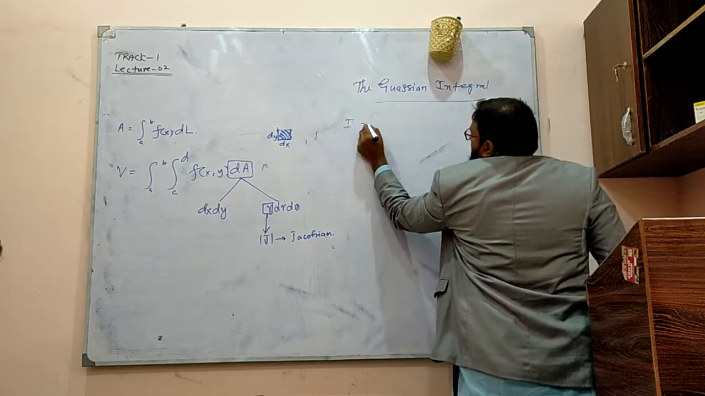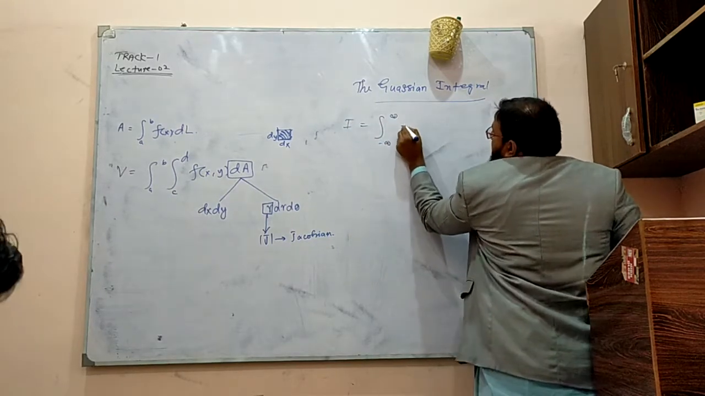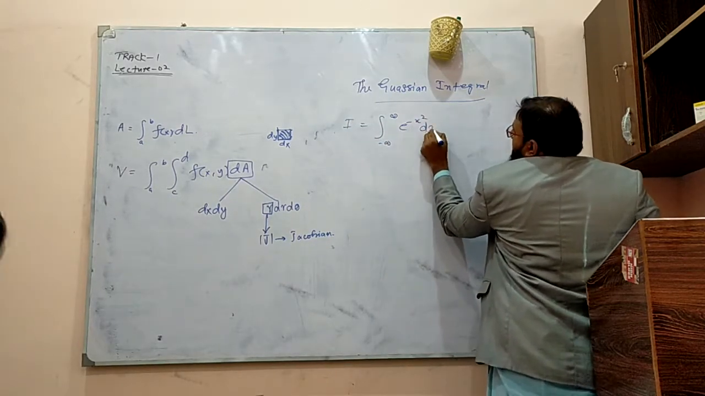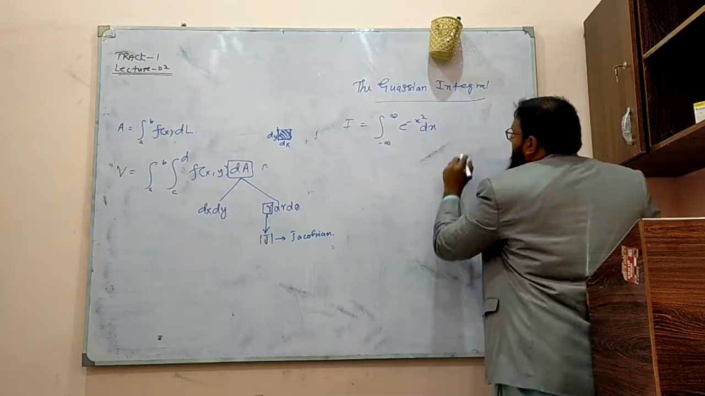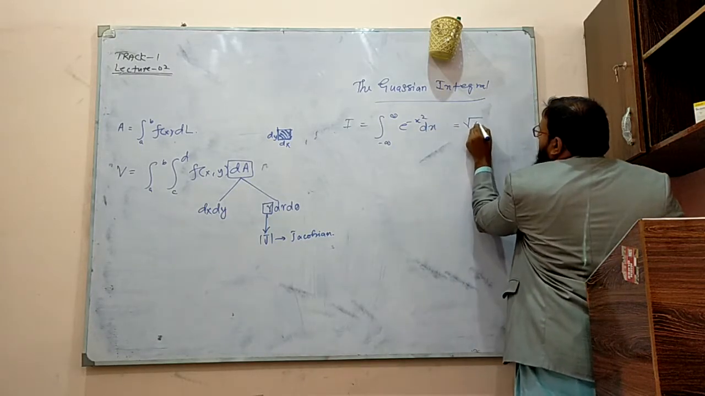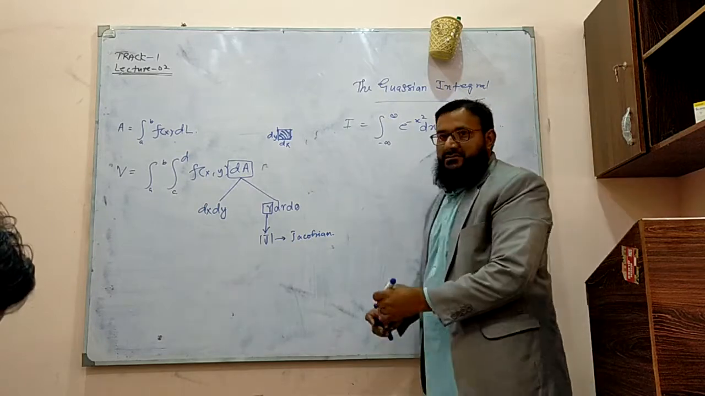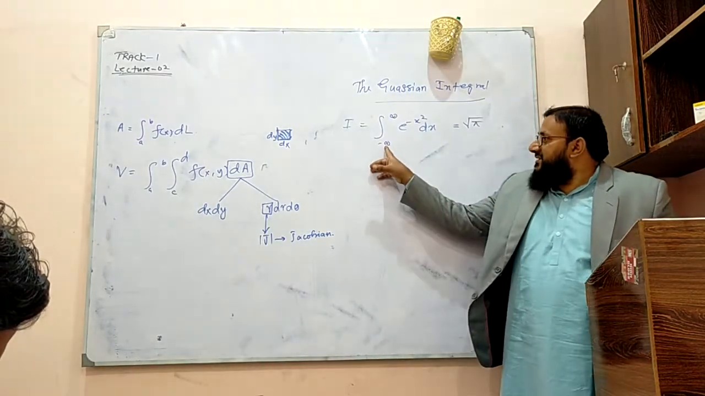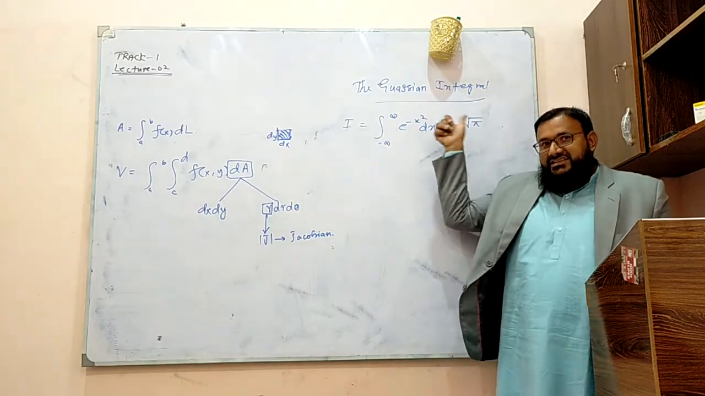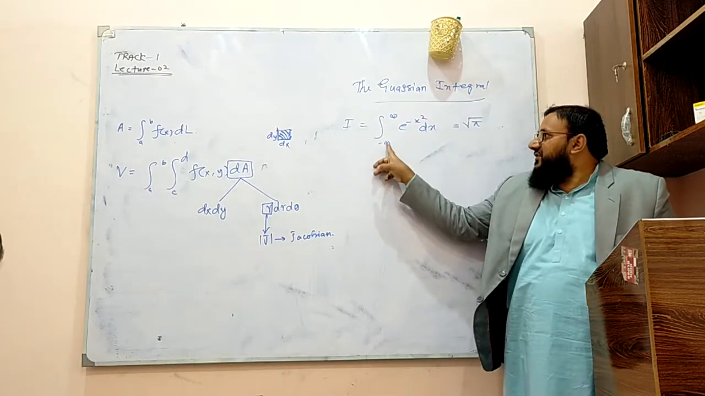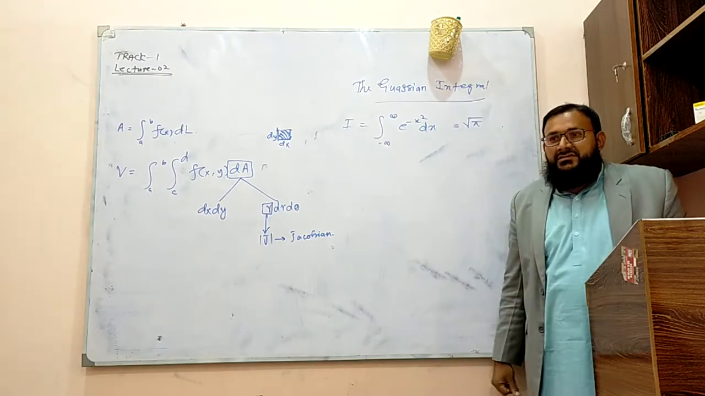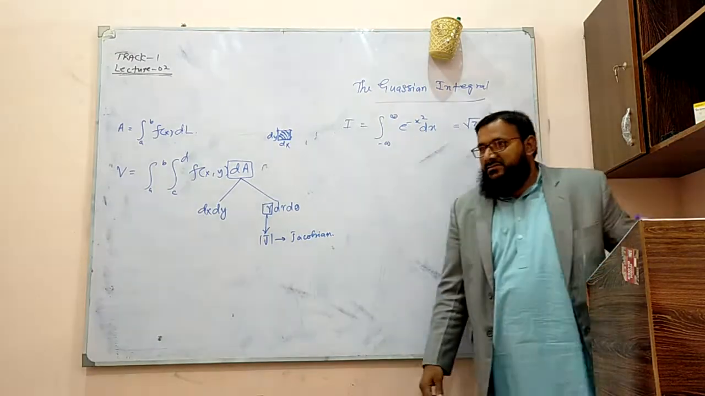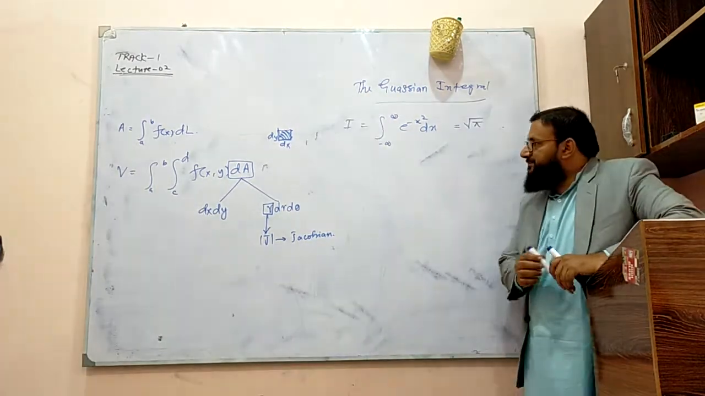This integral from minus infinity to infinity of e power minus x square dx, the answer is square root of pi. When the limit is the whole range, minus infinity to infinity, that is this, and when the limit is from 0 to infinity, it is only square root of pi divided by 2.